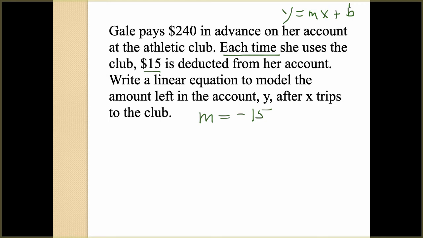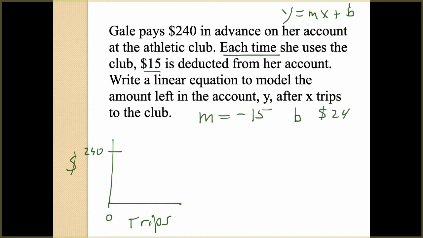And then we have to look at where did we start? Well, when you look at a graph of this, you'd say, here's my trips. Remember, trips are amount of times. And this is my money. Well, when she's at 0 trips, her account still has $240 in it. That is my y-intercept. So $240 is my b, or just 240. We don't need the dollar symbol there.